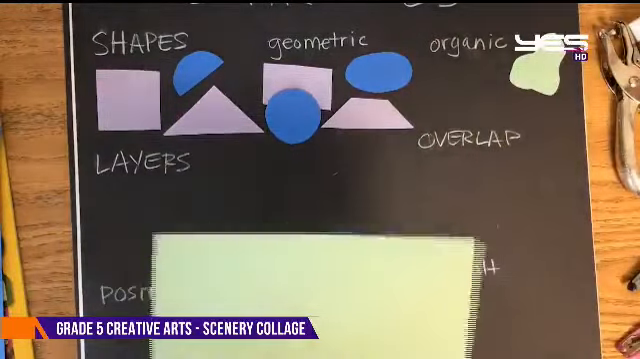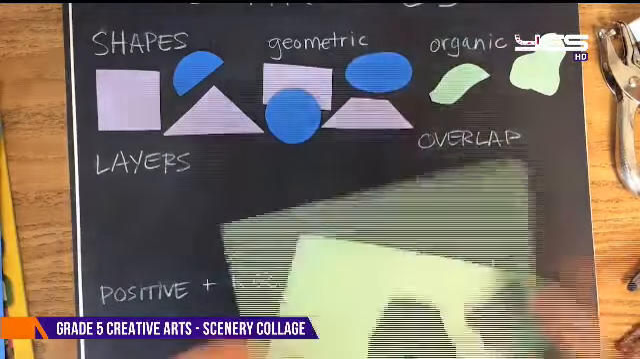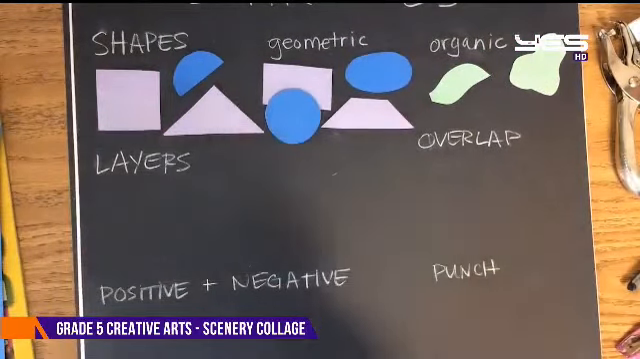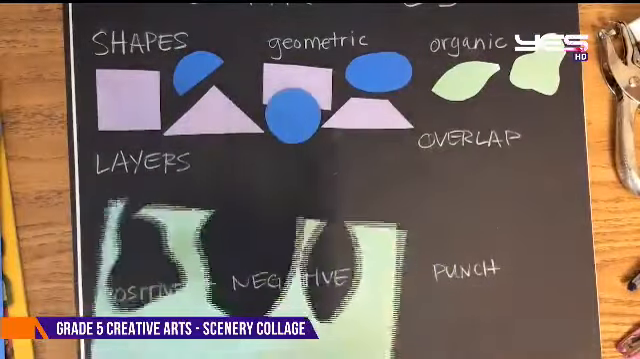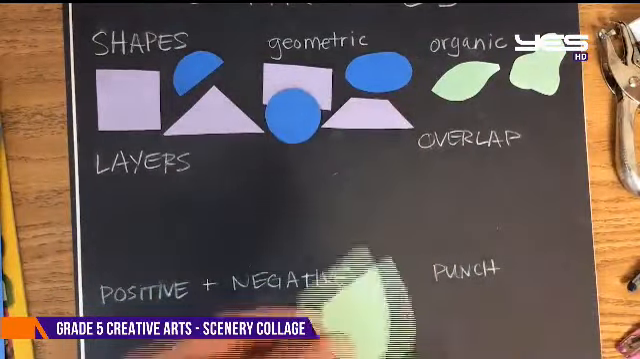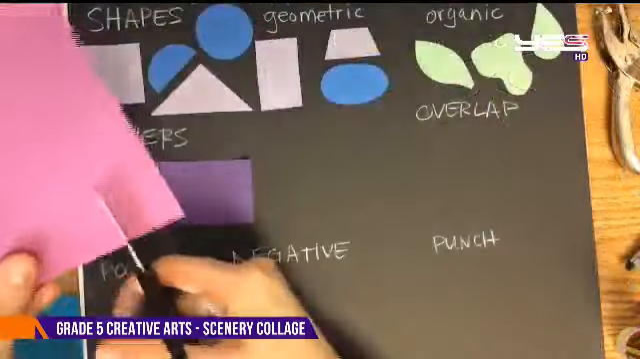Another type of shapes are organic shapes. So all the ones that I cut out in purple and blue are geometric shapes. Those are shapes that have names. Organic shapes don't have a particular name, but they're really just shapes that are free form and shapes that kind of remind you of nature.